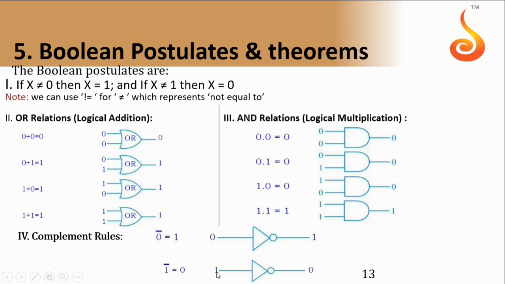So then if I give 1, a true, as an input, the output would be false. It will just complement the input. If it is true, it becomes false. If it is false, it becomes true. That is 1, 0, 0, 1. And this is the symbol.